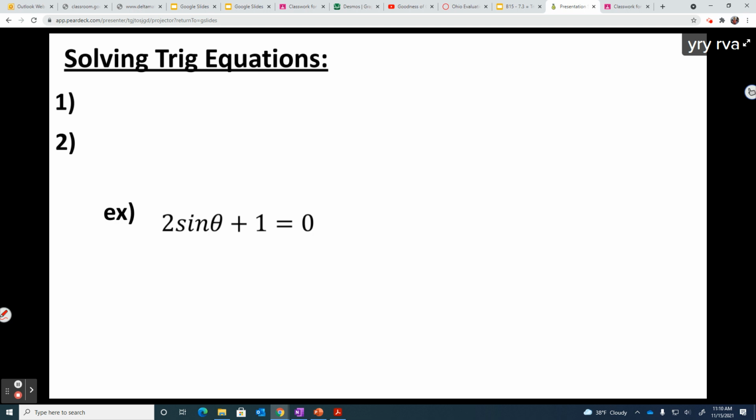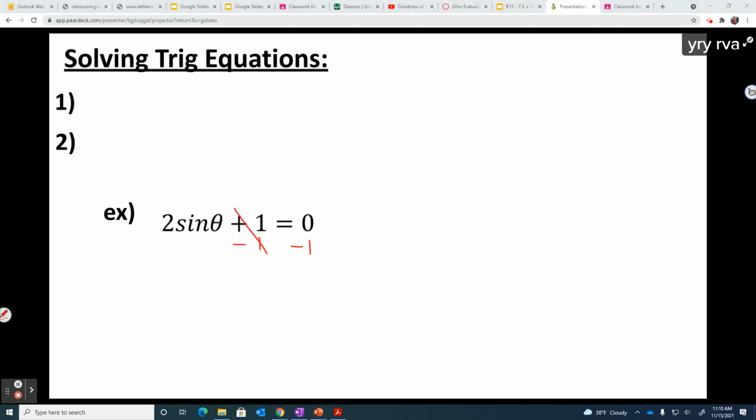So it might look complicated because it has this sine in it, but it really isn't that much different than if this sine of theta were just an x. Something like that. Okay? It's really the same thing. So imagining this is just an x, what would you guys do? What do you think we'd do to solve it? Yeah? Okay, move the 1 over.